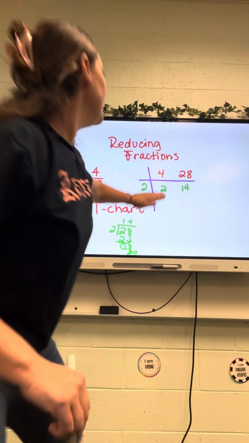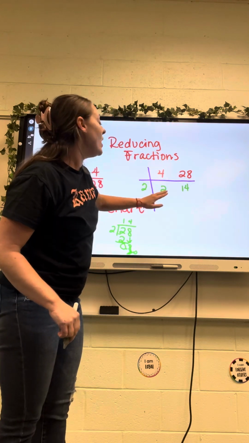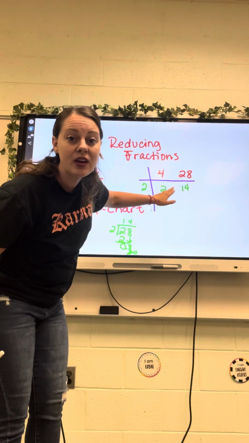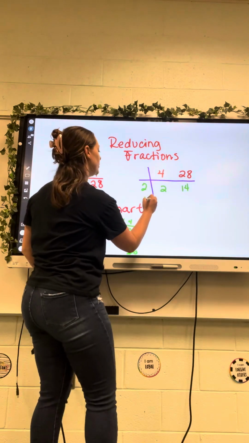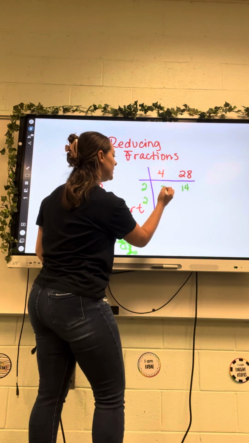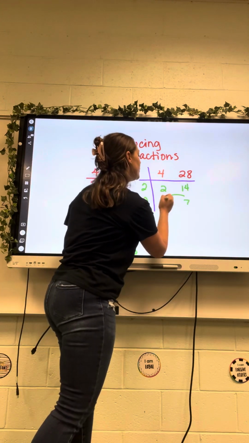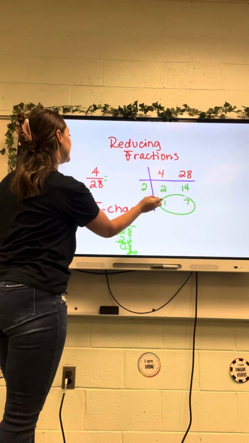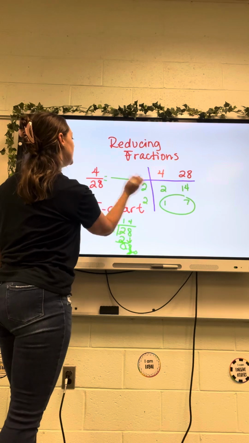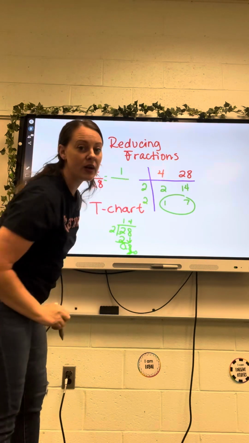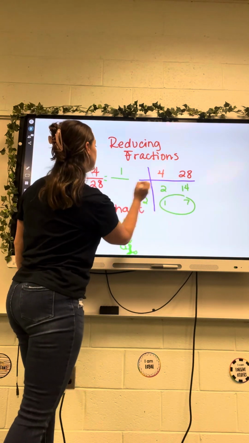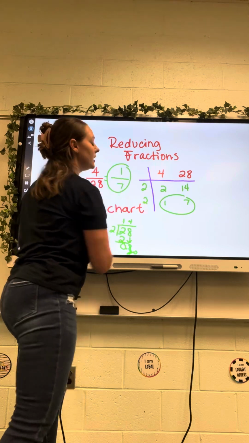So now I'm not worried about these numbers, I'm worried about these. What number can equal 2 and 14? 2. And 2 times 1 is 2, and 2 times 7 is 14. So these are your new numbers. You're going to replace them. This one was in the 4 column, so it goes right here in the numerator. This 7 was in the 28 column, so it goes right there.